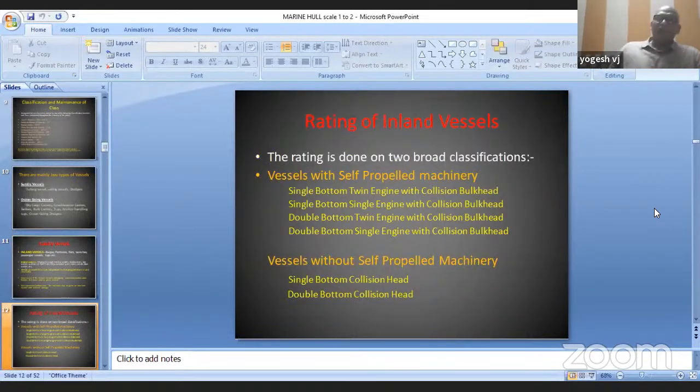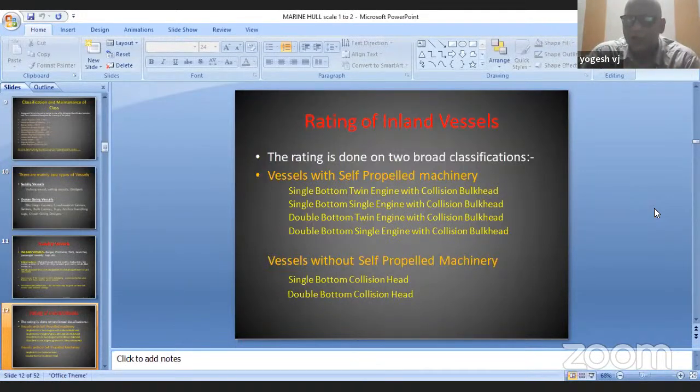Now, usually inland vessels are rated according to the type of engine and the collision bulkhead. Sometimes it is single bottom, twin engine, and with collision bulkhead. So this is one kind of a vessel. Sometimes it is single bottom, single engine with collision bulkhead. Sometimes it is double bottom, twin engine with collision bulkhead. Double bottom, single engine with collision bulkhead.